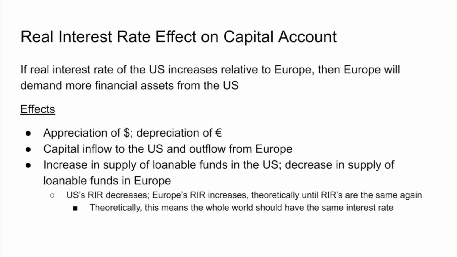So the whole thing that started this entire process is real interest rates of the US increasing relative to Europe. And now we're saying that the flow of capital will cause the US's real interest rate to decrease and Europe's real interest rate to increase, theoretically until the real interest rates are the same again. Theoretically, this means that the whole world should have the same interest rate, because if one country's real interest rate changes, then the flow of capital will cause it to change back in the other direction until it's balanced again.